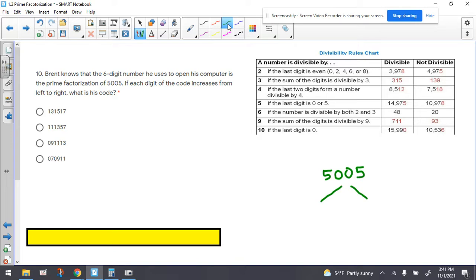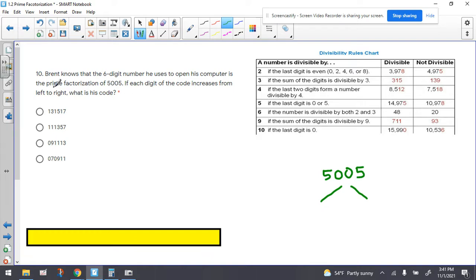We're looking at number 10, which historically has given a lot of students a little difficulty. So let's go over it. Brent knows that the six-digit number he uses to open his computer is the prime factorization of 5005. If each digit of the code increases from left to right, what is his code?